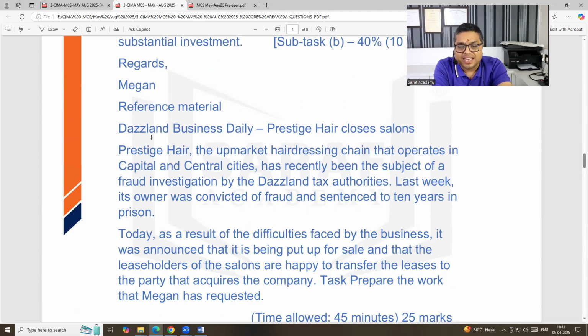Daj Land Business Daily, a newspaper article: Prestige Hair closes salons. In the newspaper it is there, Prestige wants to close their business. Prestige Hair, the upmarket hairdressing chain that operates in capital and central cities, has recently been the subject of a fraud investigation by the Daj Land tax authorities.